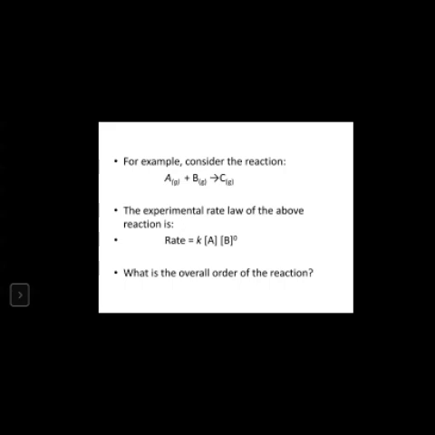And if they ask you what is the overall order of the reaction, it's 1 plus 0, which is equal to 1. If they ask you what is the order with respect to A, it's 1. What is the order with respect to B? It's 0. What is the overall order of the reaction? It's 1 plus 0, which is 1. So this is how you can write the rate law.